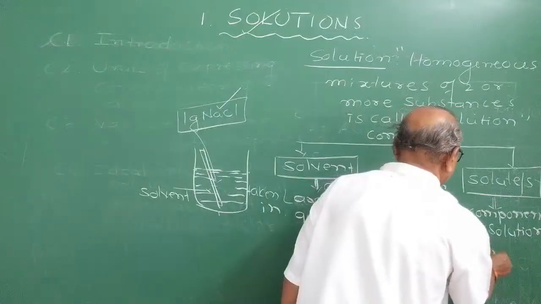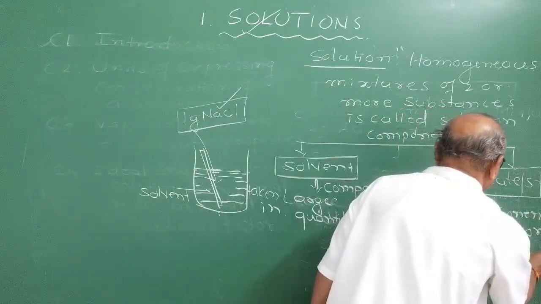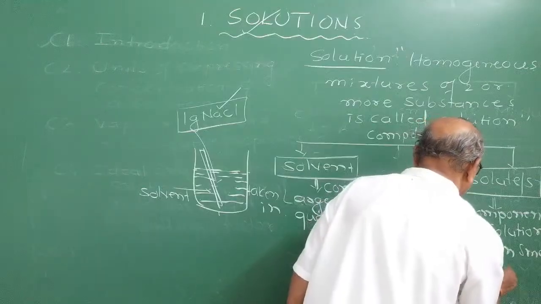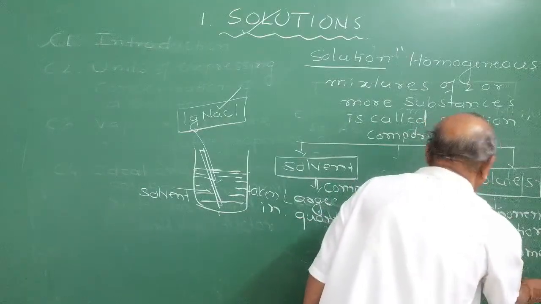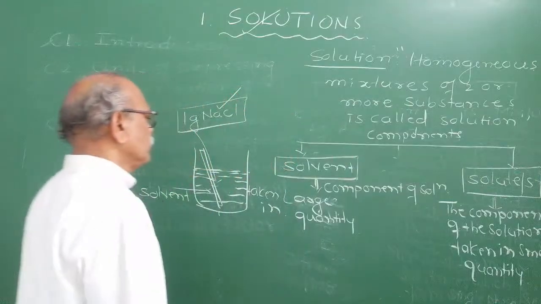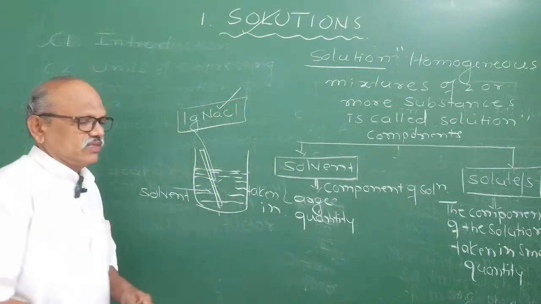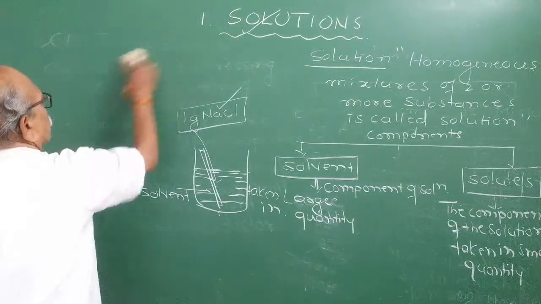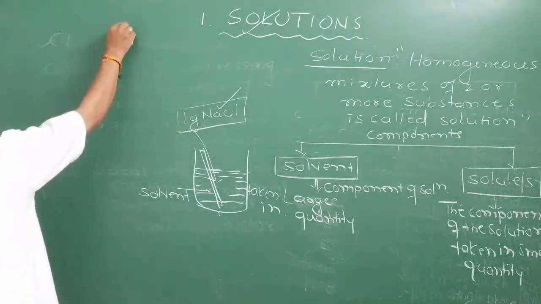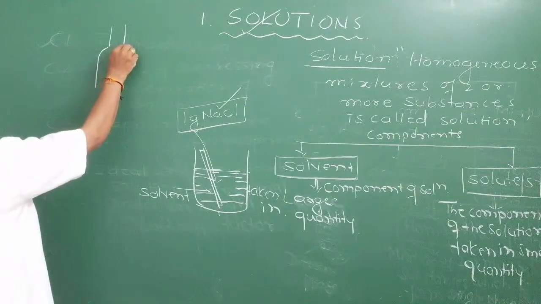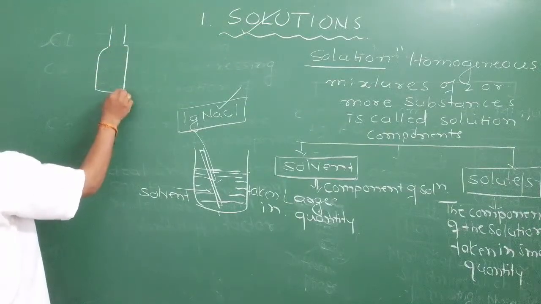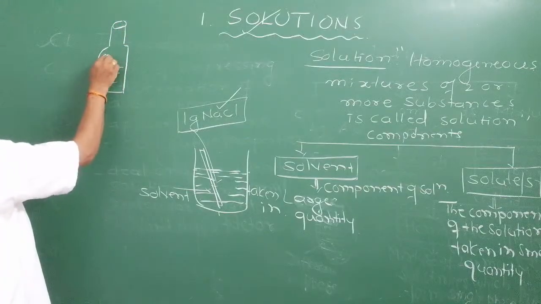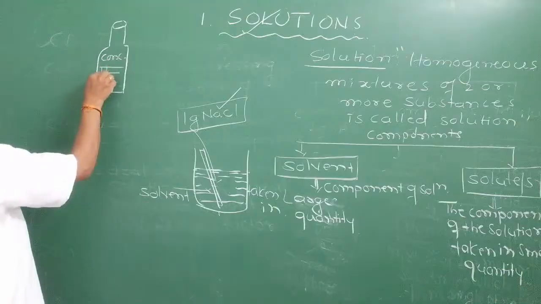Taken in small quantity. Clear it to you? That is called a solution. And generally these solutions, maybe sometimes you must have seen in the laboratory. Bottles will be written, right? So you can see in one bottle which is separately placed in the laboratory, it is written as CONC, concentrated H2SO4.